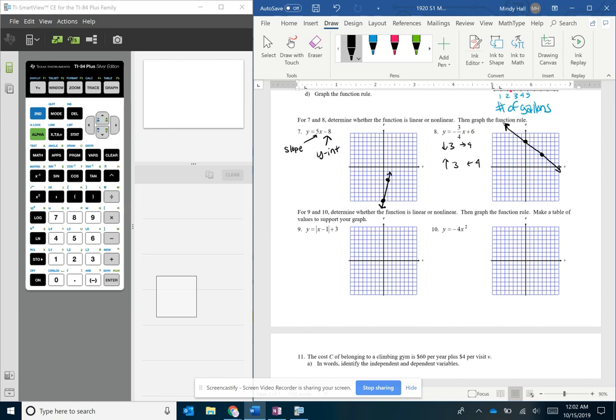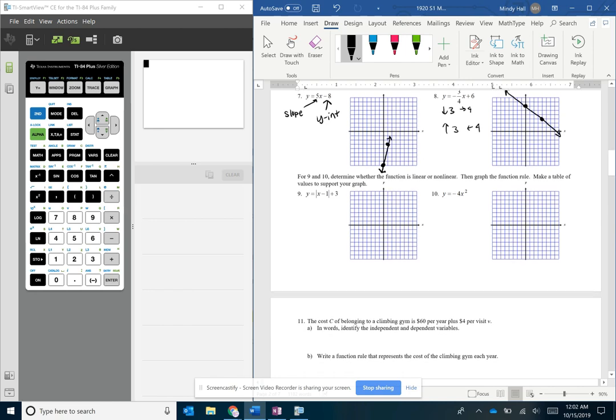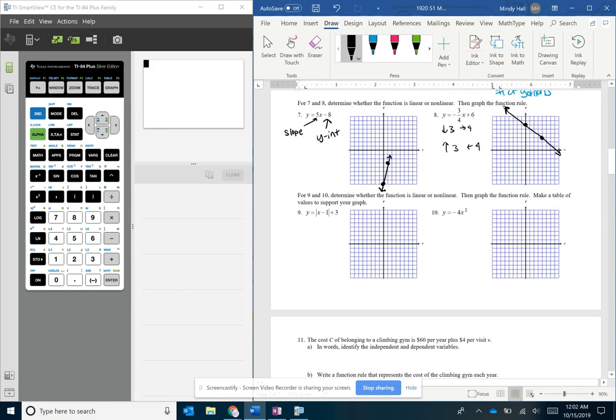Okay, so then for 9 and 10, these functions are both nonlinear, because you notice the x has extra stuff happening to it. And for number 9, that's an absolute value function. And then for number 10, that is also nonlinear, because that's a quadratic, because notice the x has a squared. So in order to graph these, you just have to make a table of values and solve. You can always use these numbers kind of as your basis: -2, -1, 0, 1, and 2.